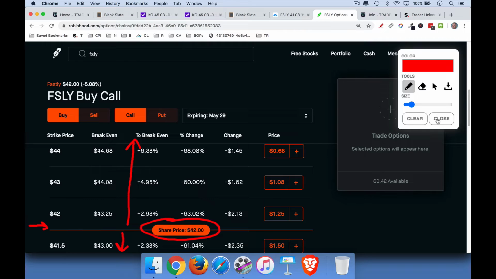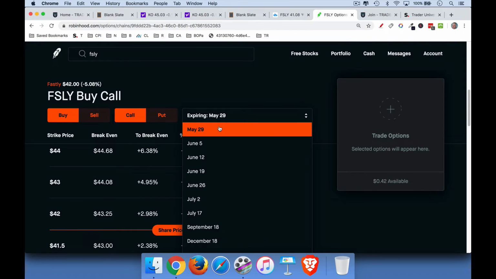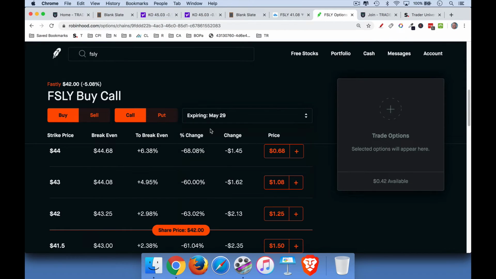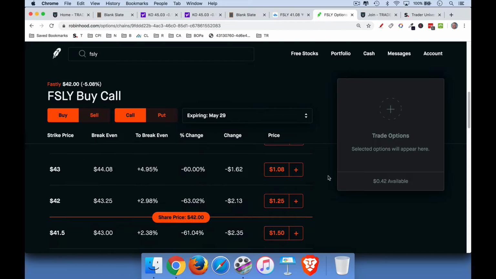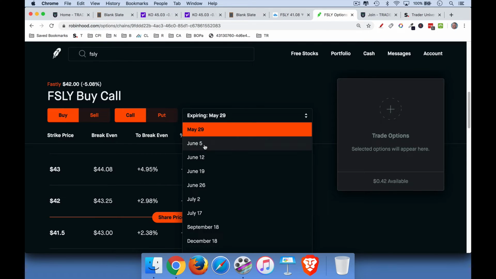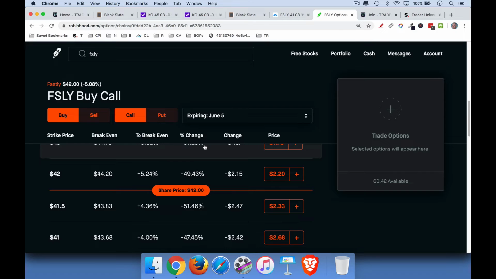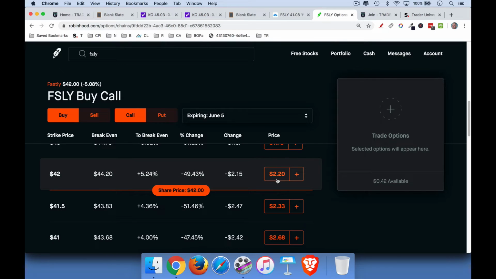So let's look at what the trade-offs are here. We can pick an option, the nearest term expiration, expiring May 29th. And we can see that you can buy these at the money calls, which are the 42 strike, at roughly $1.25. Now, if we go out another expiration, it buys us a little more time, but the options get more expensive because you're paying basically for the time you're in the option. So instead of $1.25 per option, it's going to be $2.20.